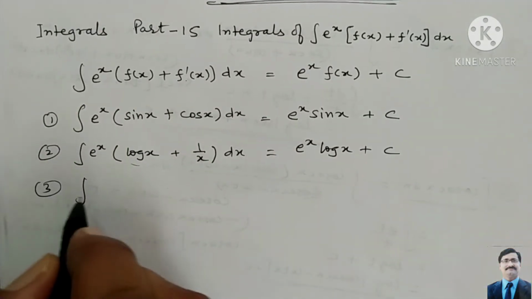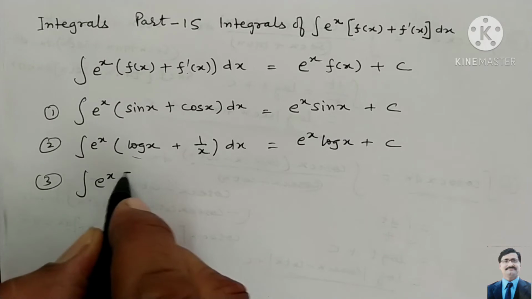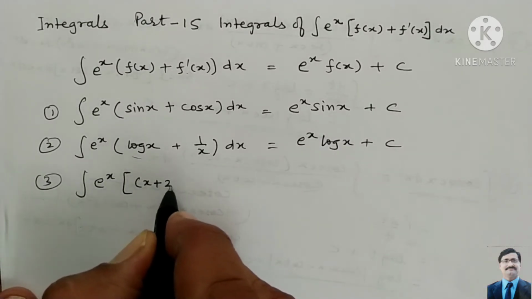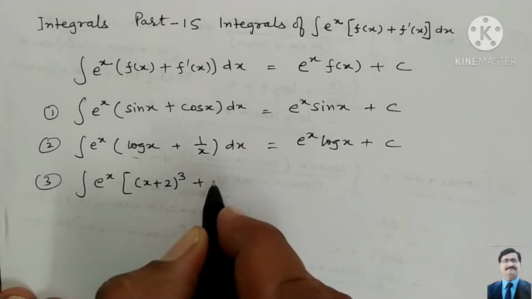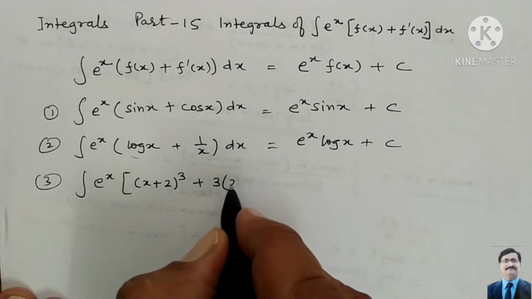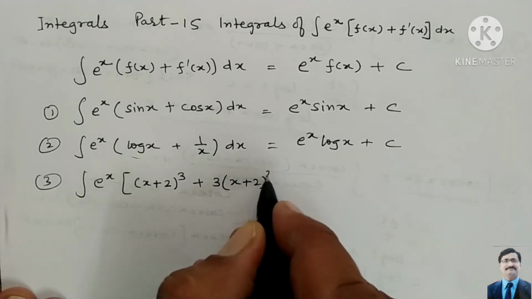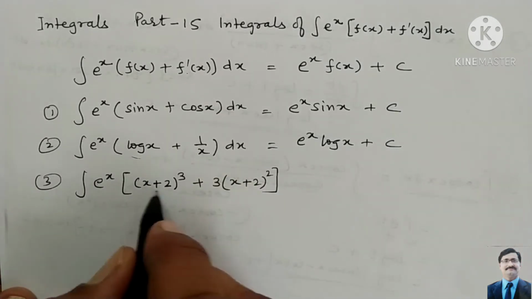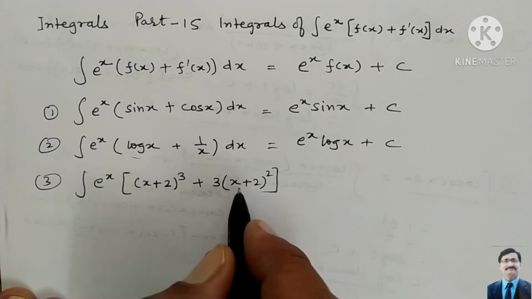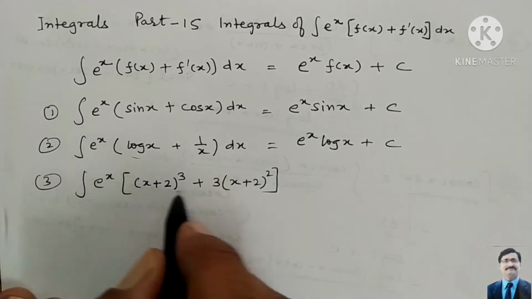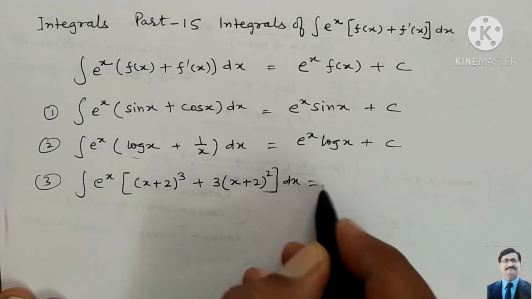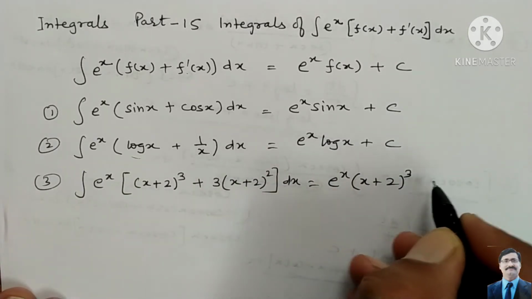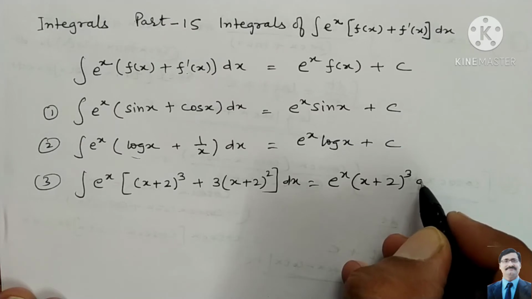Look here, I do one more question. e^x and here I have (x plus 2) power 3, plus I have 3 (x plus 2) power 2. This type I have. Okay, so this is f(x) and the differential of this is 3(x plus 2) whole square. So this is f(x) and this is f'(x). So we can write e^x (x plus 2) power 3 plus c.